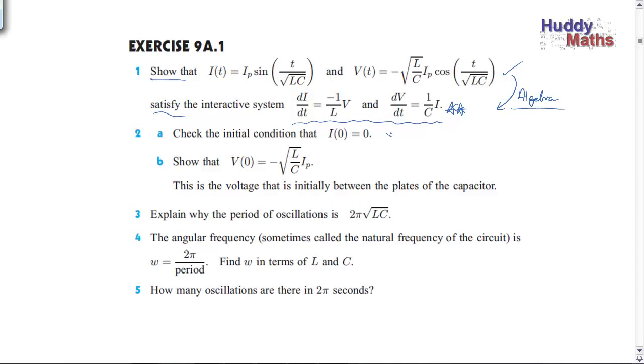Okay, check the initial condition, show that V0 is that. This is all rearrangements now, once you sub in the initial condition. Okay, so then the period of oscillations is going backwards and forwards. Well, we know how to find the period of a sine or cosine function, don't we? So that's a hint there. And the frequency down here, and how many oscillations are there in 2 pi seconds.